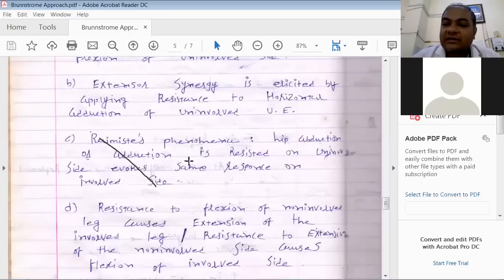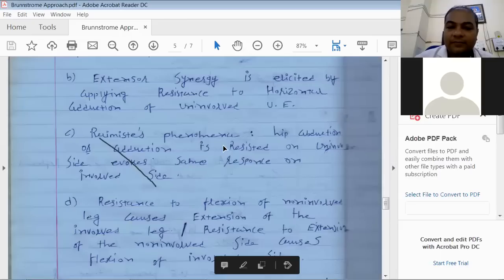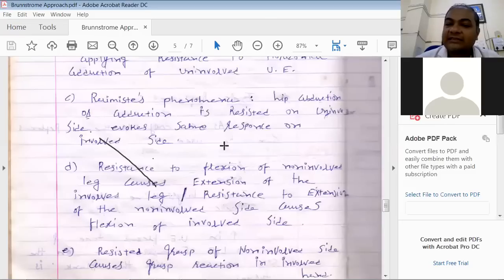When you give the resistance to the hip abduction or adduction in the uninvolved lower extremity, it produces the same response of hip abduction or adduction in the involved side. That is called Ramage phenomena. Ramage phenomena means if you give resistance in hip abduction or adduction, on the involved side it produces the same movement or same muscle contraction, right? That is called Ramage phenomena. Okay, this is also part of these associated reactions.